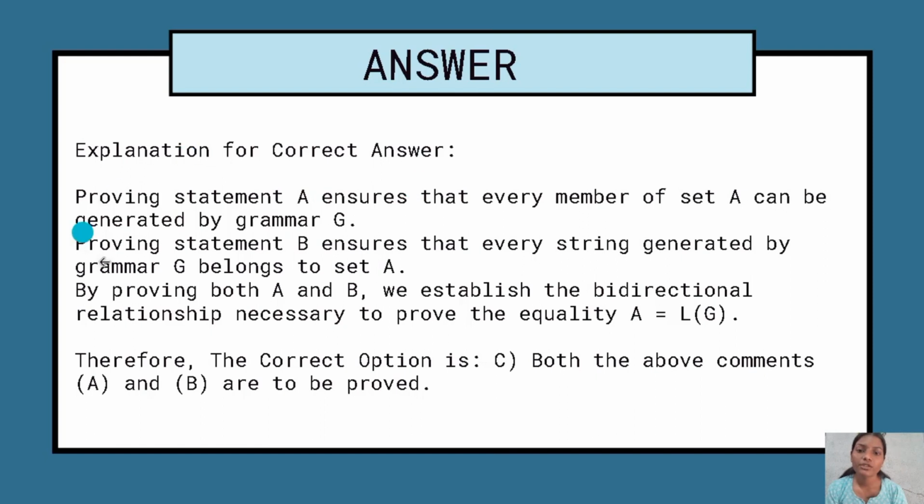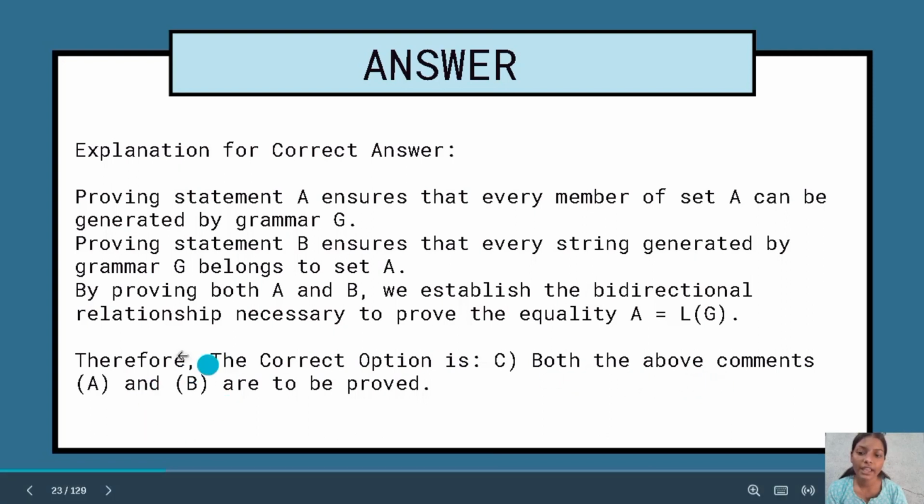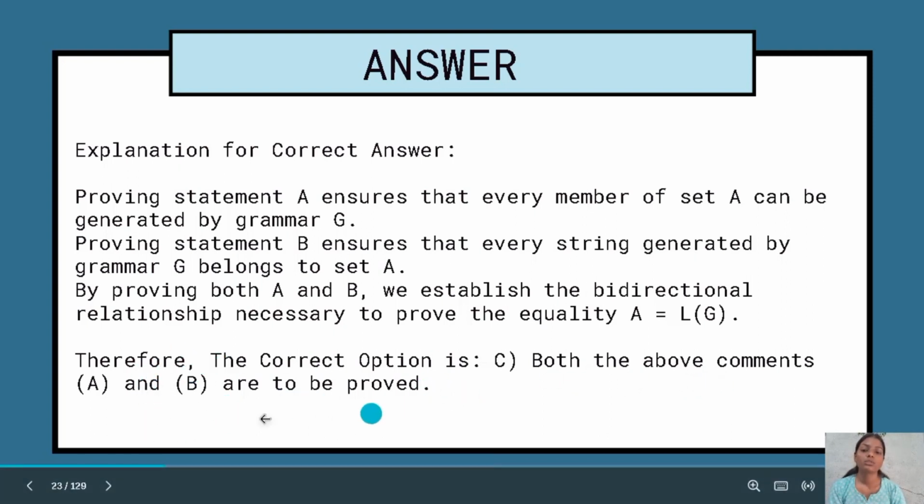So, the explanation for the correct answer is: proving statement A ensures that every member of set A can be generated by grammar G. Proving statement B ensures that every string generated by grammar G belongs to set A. By proving A and B, we establish the bidirectional relationship necessary to prove the equality A = L(G). Therefore, the correct option is C. Both the above comments A and B are to be proved. So this is the correct option, the suitable answer for this question.